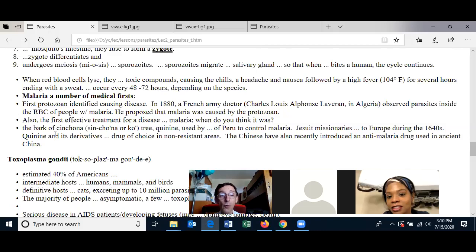Okay? And quinine, which is the drug found in the bark of cinchona trees, is still the preferred drug of choice for treating malaria in the regions of the world where malaria is not resistant to quinine. Okay? Any questions about that?